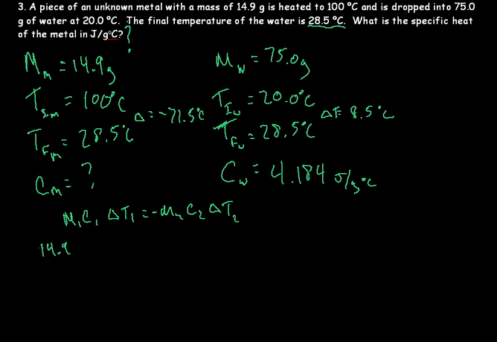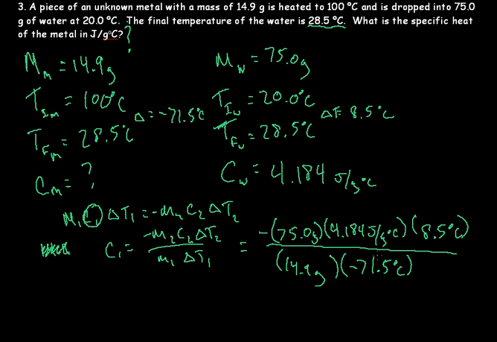Actually, let me solve this for C1. To get that all by itself, I'm going to divide both sides by M1 and delta T1. So this gives us C1 equals negative M2 C2 delta T2 over M1 delta T1. If you plug the numbers in first, it will give you the same answer. I'm going to pause this because I'm running out of time and plug in my numbers just to save a little time. So we plugged in our numbers.